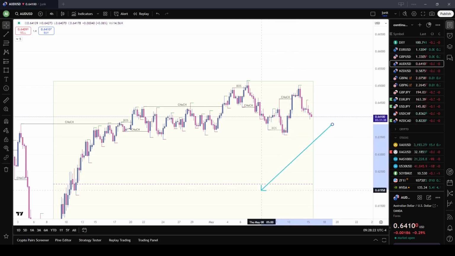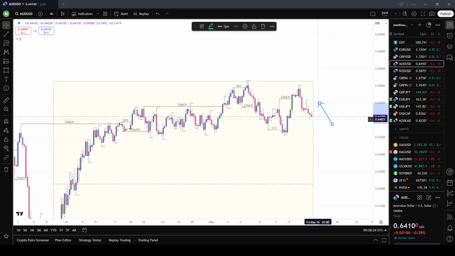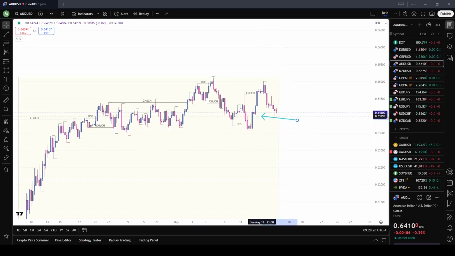If it does retrace back down to discount, but like I was saying with the other pairs, it doesn't have to. If buyers can pick back up and start taking out the liquidity sitting over these highs, we'll be looking to take out the highs of the overall range.